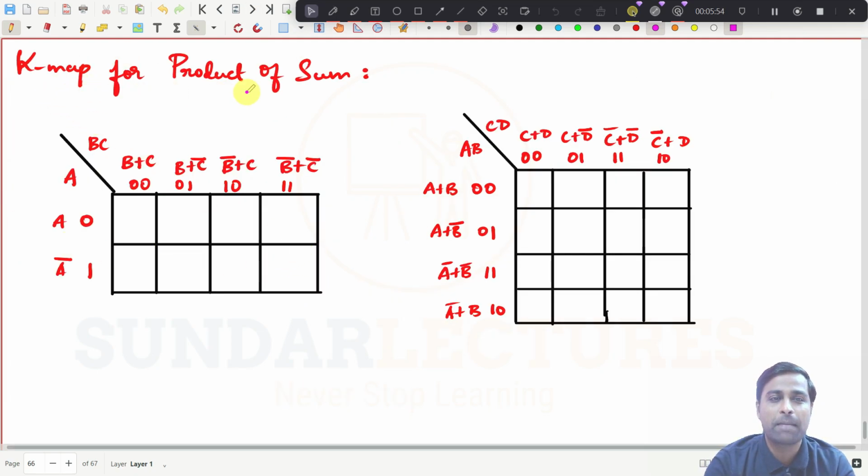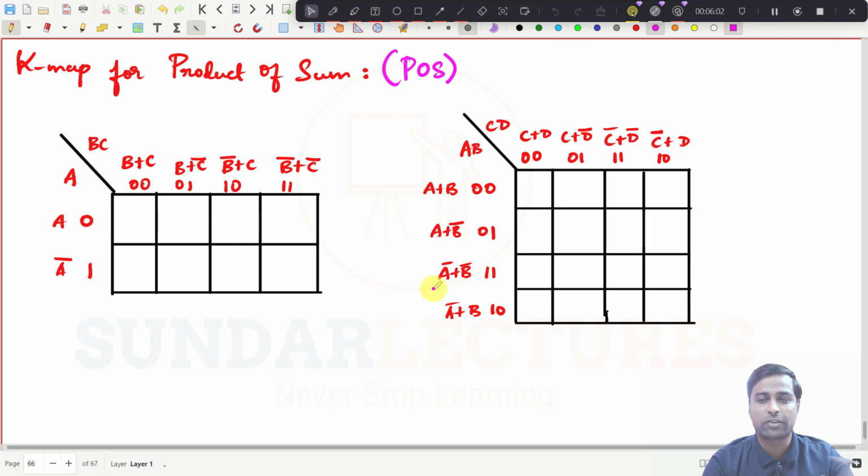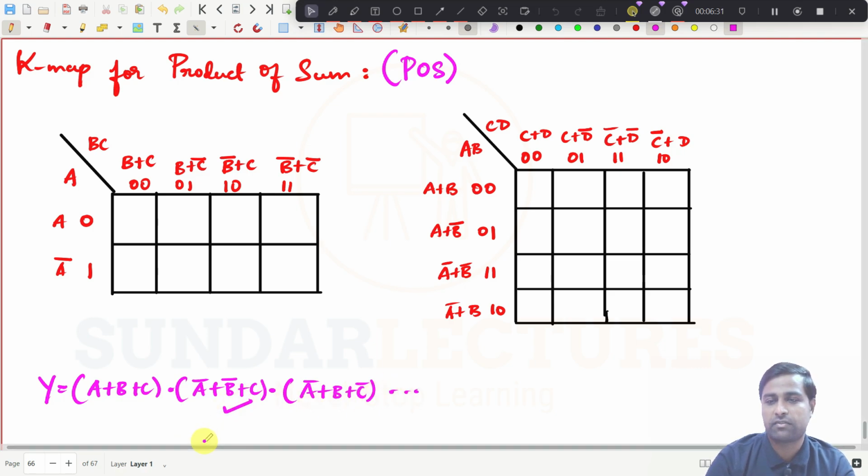Now what we will do, we will go to the new topic. What is this one? K-map for product of sum. This is actually POS. Just forget all the SOPs now. Come to me with the POS mindset, right? Only POS. Try to understand how POS functions will come. We generally write Y is equal to A plus B plus C, dot A bar plus B bar plus C, dot A bar plus B plus C bar, like this, right? This is the POS function.